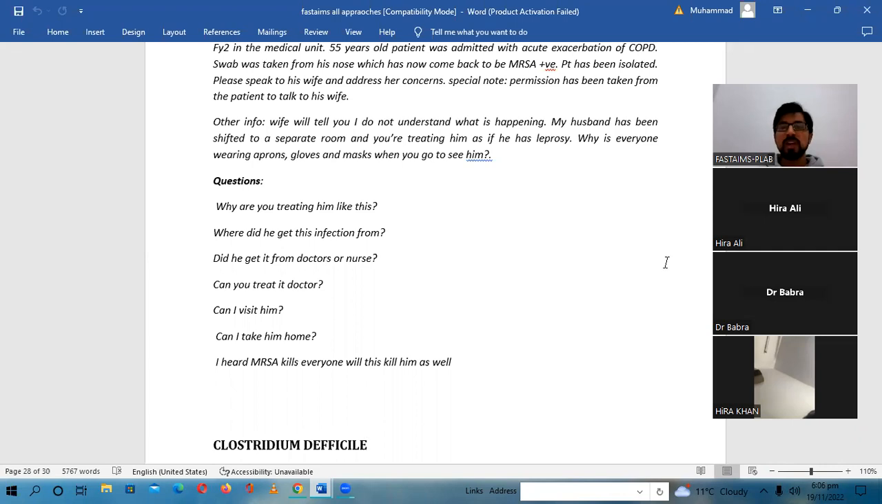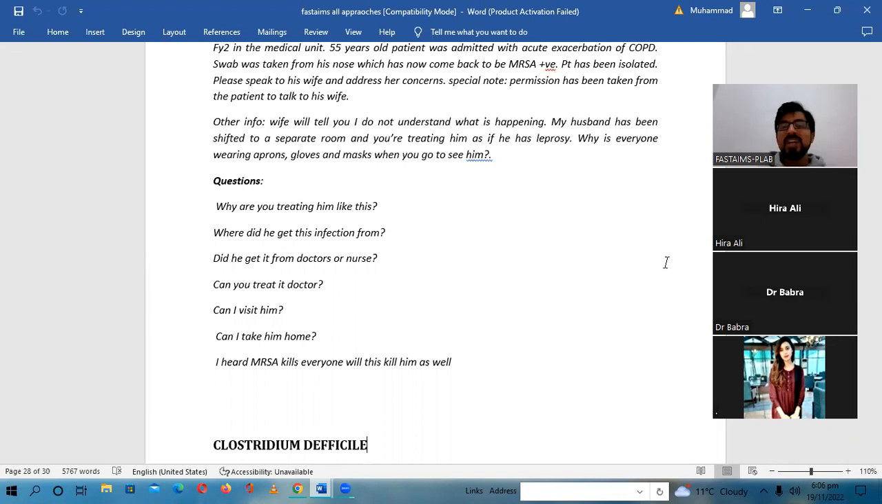So you can say that, yes, you should be able to visit him, but you have to wear personal protective equipment, that is gloves and mask, and you have to wash your hands before and after visiting him. Okay. And the next question is, what will you do if he has got infection? She's talking about infection. Okay.